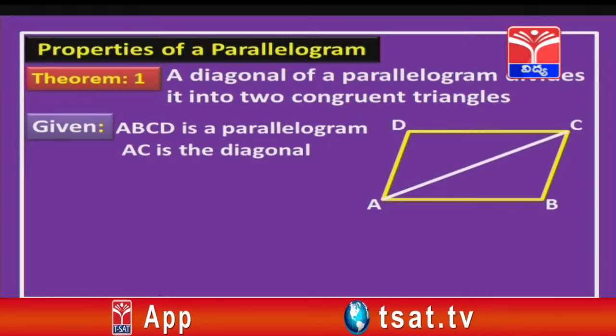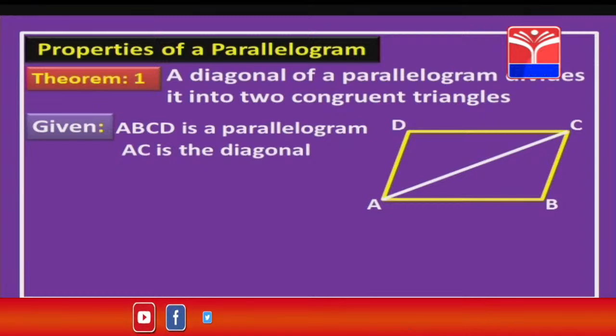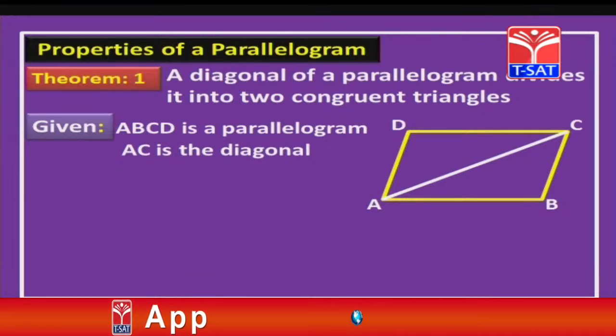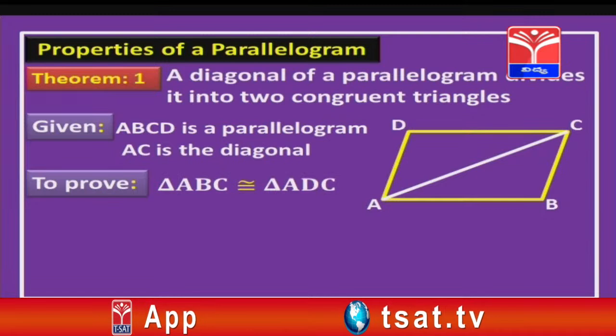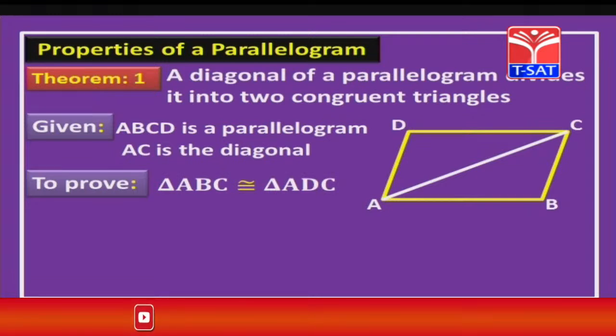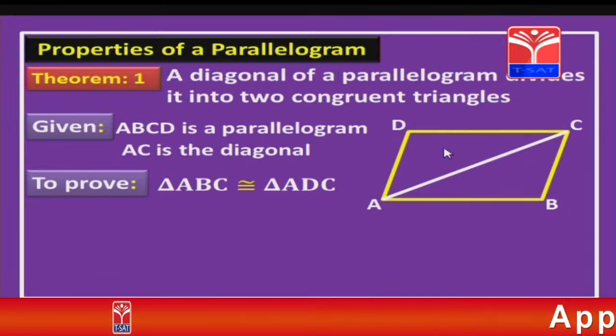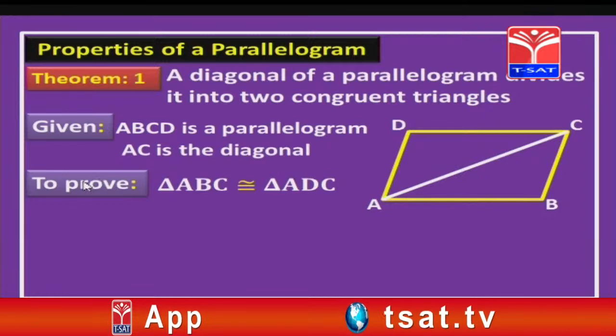While answering theorems, first you need to write the hypothesis, that is the given part. ABCD is a parallelogram in which AC is the diagonal, and what are you going to prove? This diagonal divides it into two congruent triangles. That is what we have to prove, right, children? So, write down: to prove, triangle ABC and triangle ADC are both congruent. Here the diagonal is dividing it into two triangles, ABC is one triangle and ADC is another triangle. These two triangles are congruent to each other. That is what we have to prove.